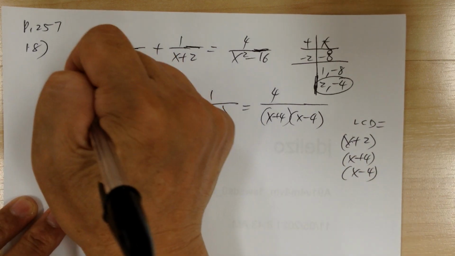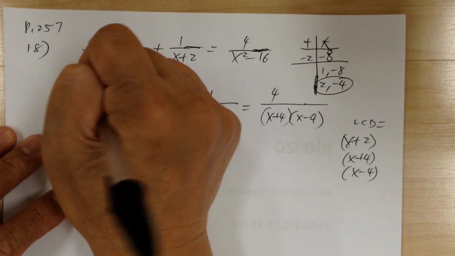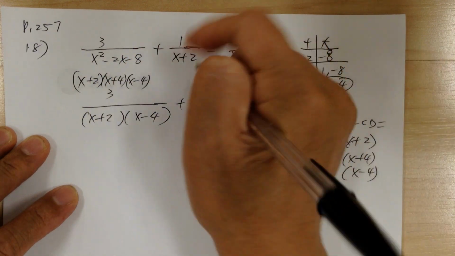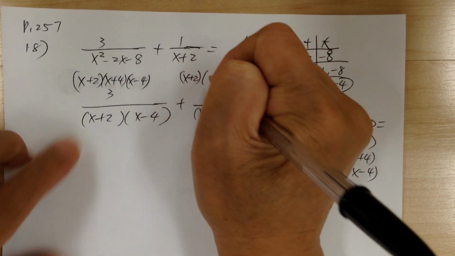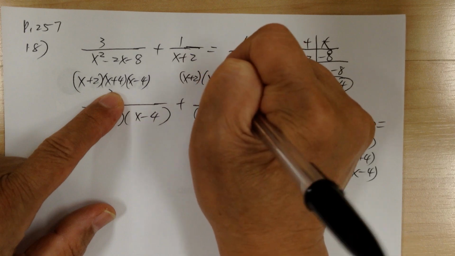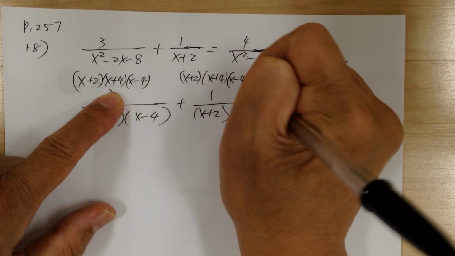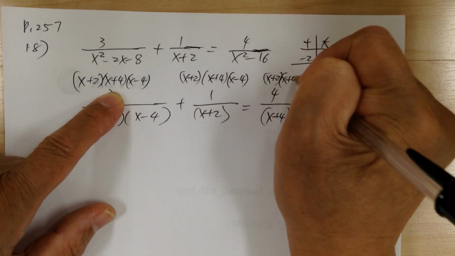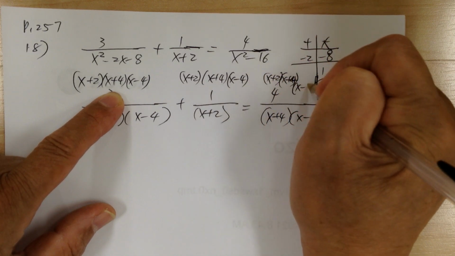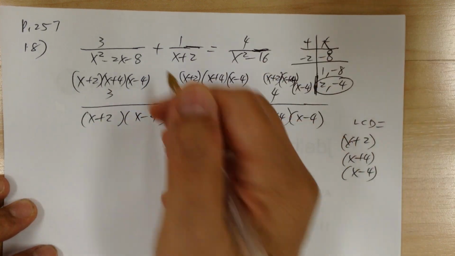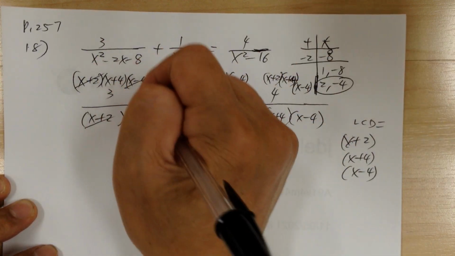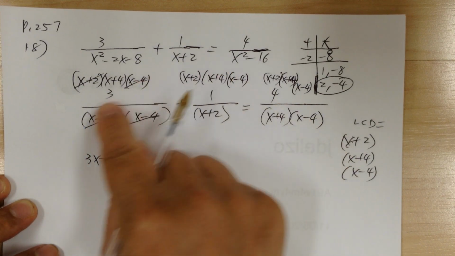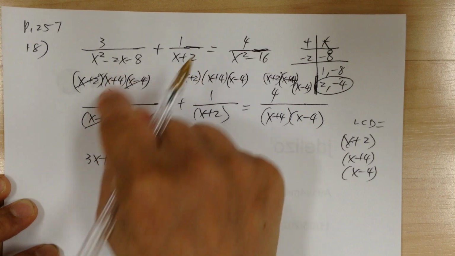So it'd be x plus 2 and x plus 4, x minus 4. You want to write it out so it helps you to visualize, so you can see what to cancel out, and it cuts down on careless mistakes. So that's going to cancel this one with this one, this one with this one. So when you multiply, you get 3x plus 12. Write it down so it's easier to multiply.